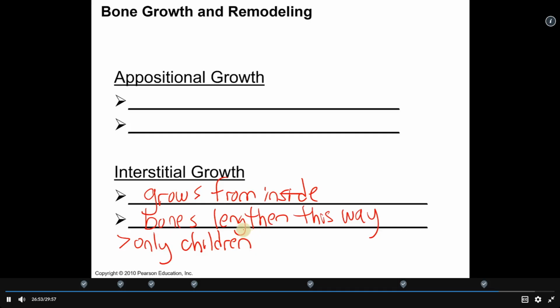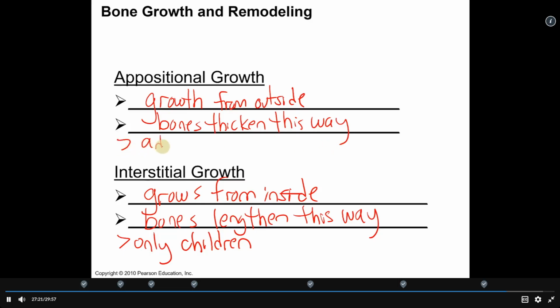Appositional growth is when you have growth from the outside. And that's what we saw as the child went from age 6 to 9. You have to add bone to the outside to make it wider. So this is how bones thicken. So as bones grow, they have to lengthen, but they also have to thicken to support the extra mass. This happens in both adults and children.